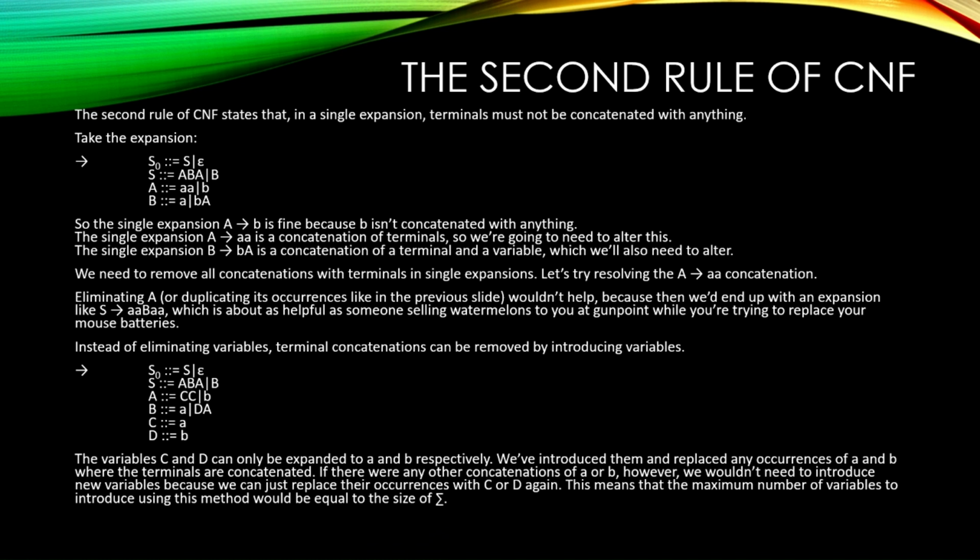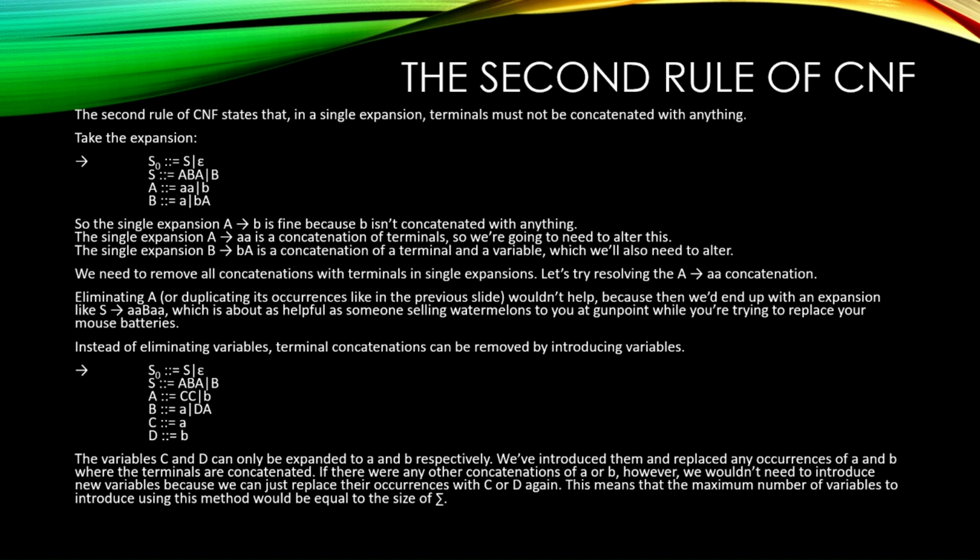I've also introduced D, because that could resolve the variable B goes to terminal B variable A one. So the variables C and D can only be expanded to A and B respectively. We've introduced them and replaced any occurrences of the A and B terminals where they are concatenated. If there were any other concatenations of terminals, we wouldn't need to introduce new variables, because we can just replace their occurrences with C or D again.